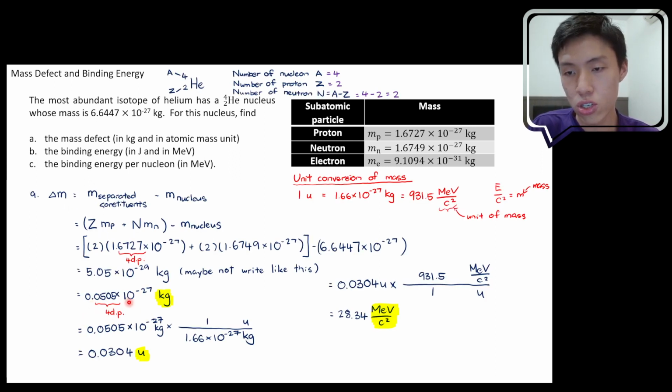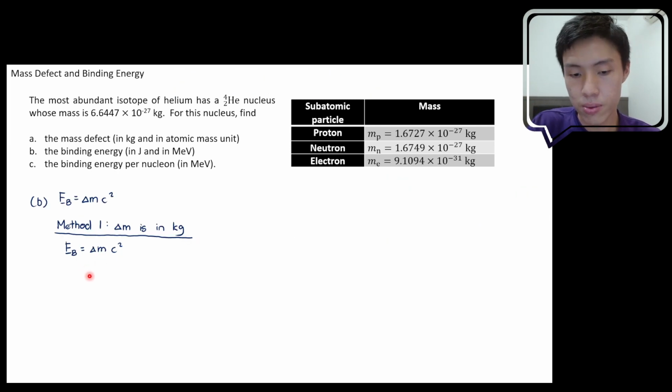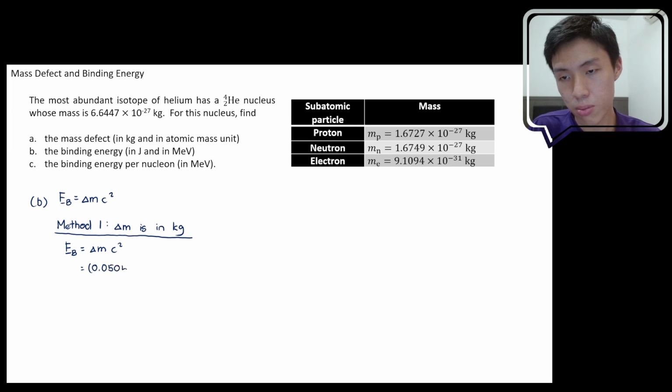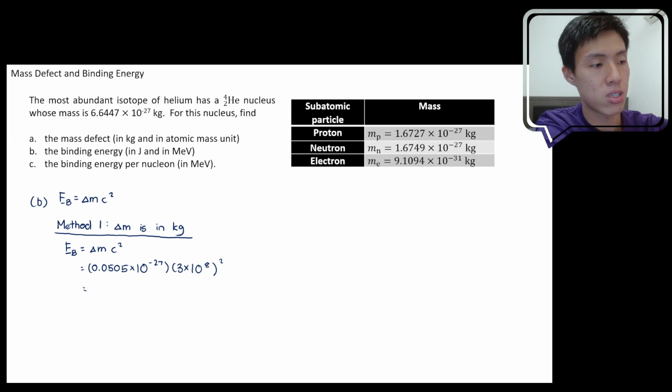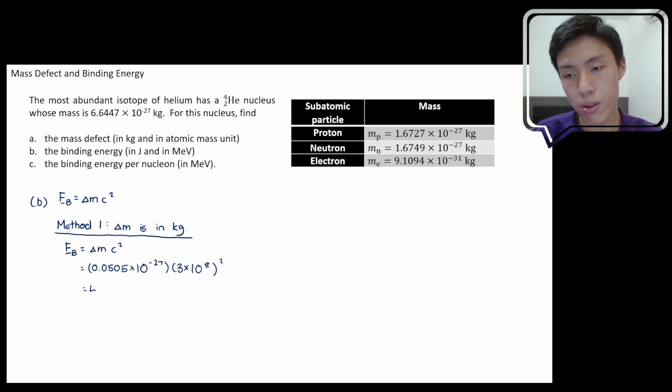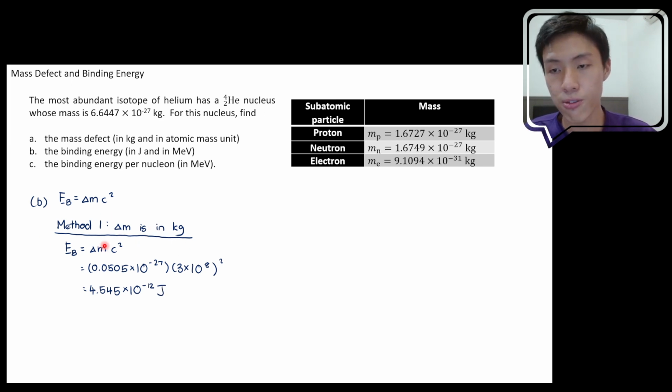So delta M times c square, we are going to get the delta M in the unit of kg, 0.0505 times 10 to the power negative 27 kg, and we're going to multiply with c square, 3 times 10 to the power 8 square. So this allows us to determine my binding energy to be 4.545 times 10 to the power of negative 12 joule. Okay, so this is us calculating binding energy using the standard way and getting our answer in the SI unit.